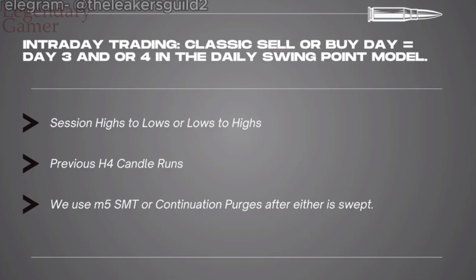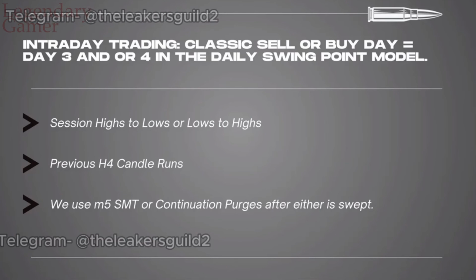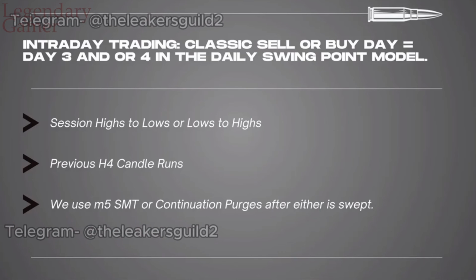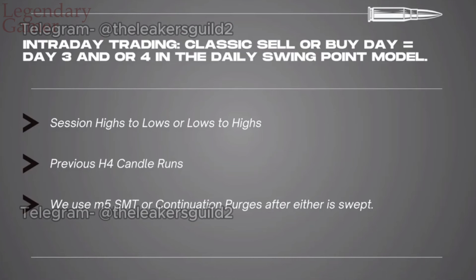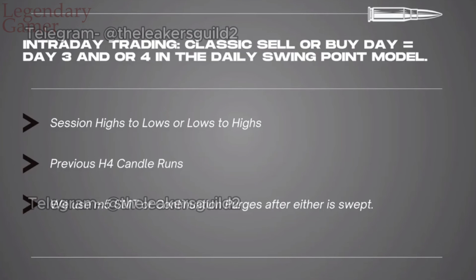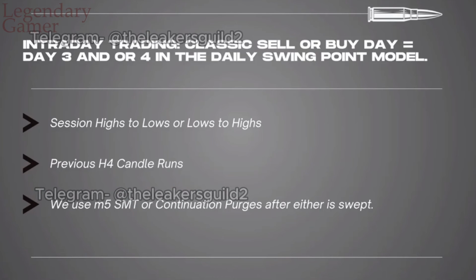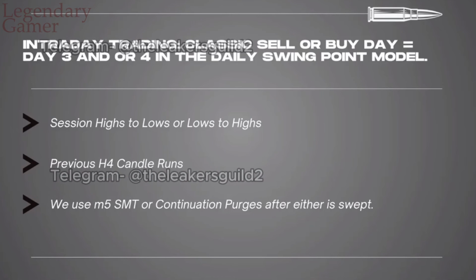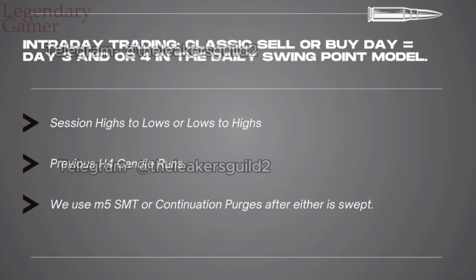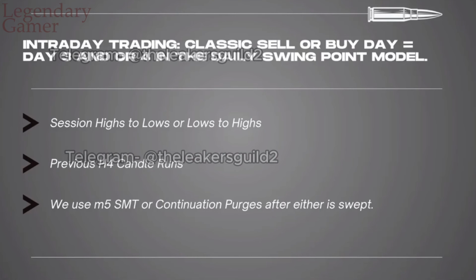Right, so lastly, let's talk about intraday trading. The classic sell or buy day is day number 3 and or day number 4 in the daily swing point model. So on this we're going to be focusing on session highs to lows or lows to highs. We're going to be focusing on 4-hour previous candle runs, and we're going to be using 5-minute SMT or continuation purges after either one is swept.